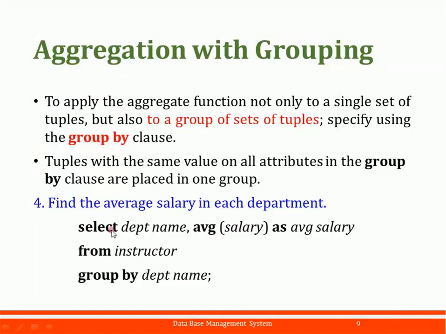So here: select department name, comma, average of salary, and this average of salary is given the heading average salary, from the instructor relation, and this is grouped by department name. This group by is to group all the tuples who are in the same department together and find the average on that particular group alone. For every group this will be done. That is the use of the group by clause.